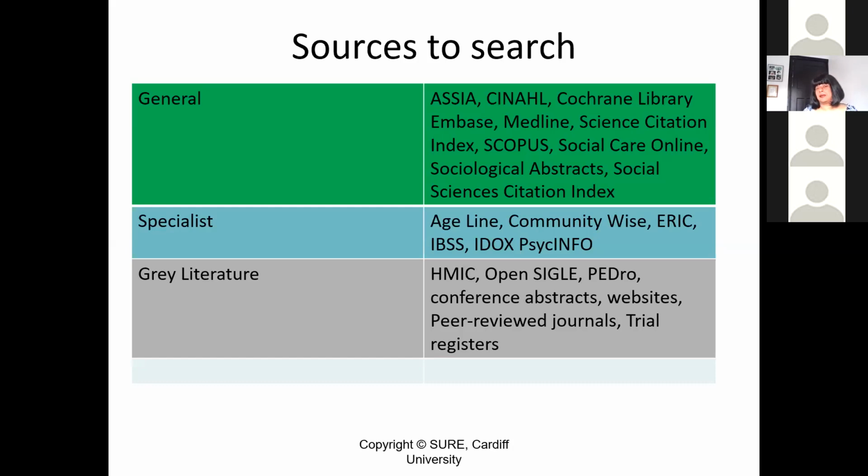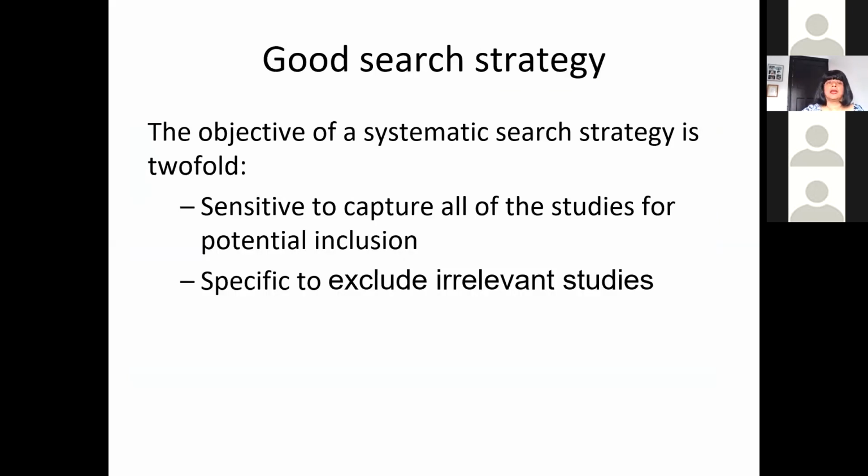So AgeLine is a database where they have articles, literature relating to elderly people, everything to do with elderly and older people. For instance, if you're looking to do a systematic review relating to education, ERIC is a database that's to do with education. So it's important that you use a specialist database alongside your general database, and then some grey literature as well.